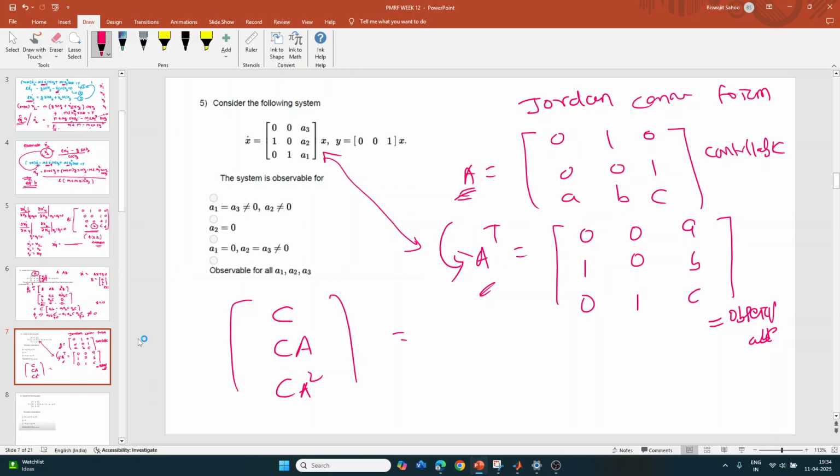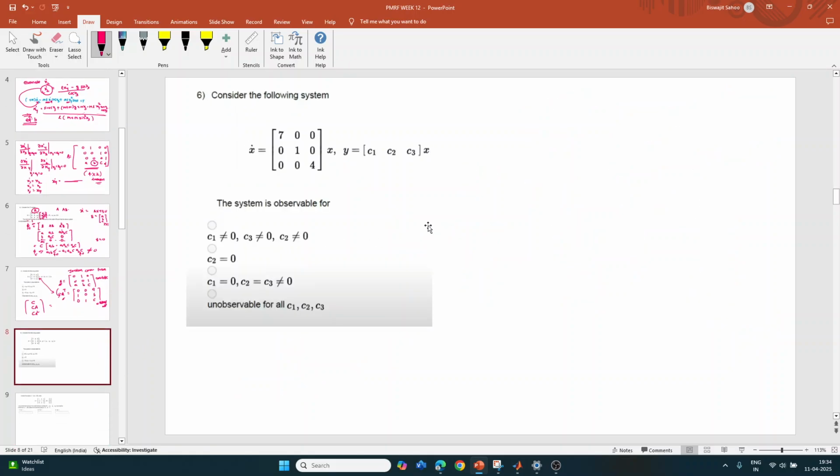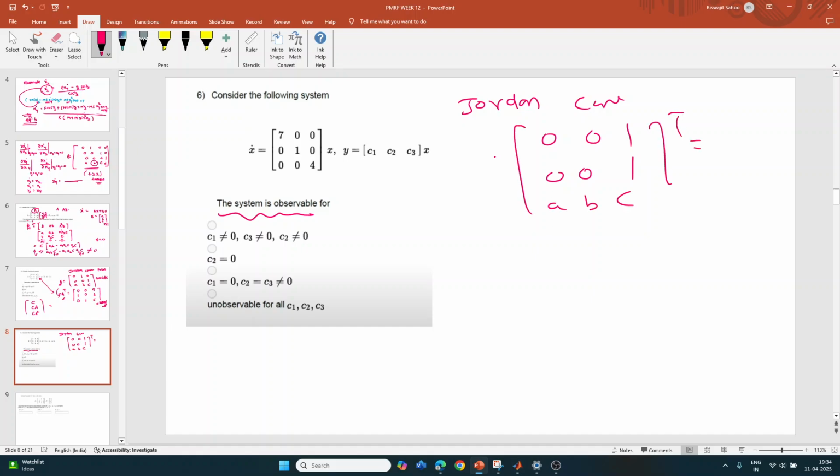Coming back to the next question. Let me give this question to you. Consider the following system. Here the vector A is asking something about observability, but A is not in Jordan canonical form. You can check it, because it is not 0 0 1, 0 0 1 and A B C transpose. This is not the transpose of this. This will be 0 1 0. Sorry, it's just a printing mistake of mine. But try to understand that this A is not in the format.